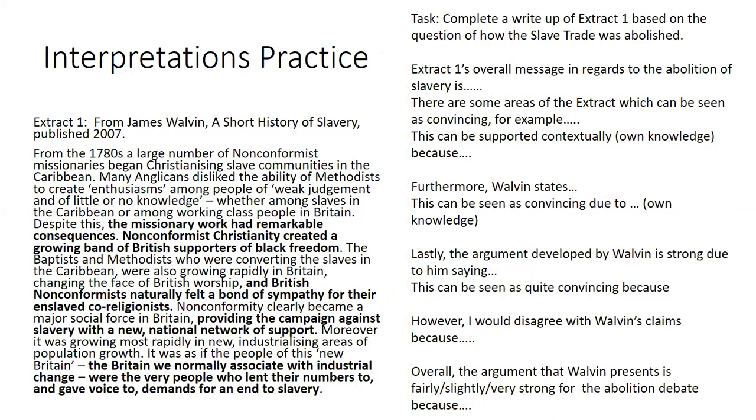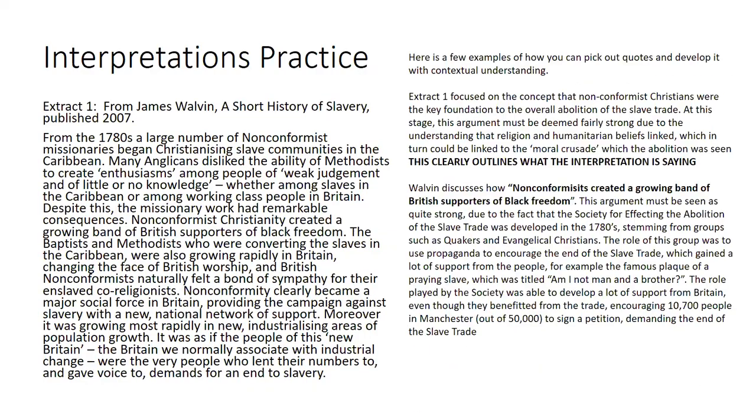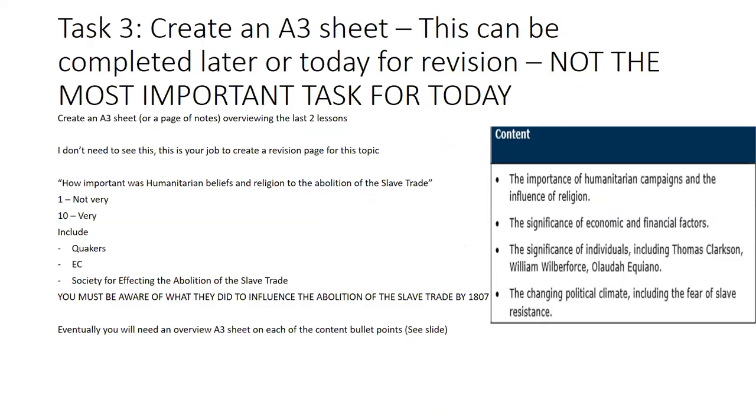So the optional task for this week, the main thing is to do the table and to do the interpretations write-up. Now, this isn't the most important task for today, but the best thing to do for each of these bullet points is to create an A3 sheet as an overview of the topic. So we've done bullet point 1, the importance of humanitarian campaigns and the influence of religion. Next Tuesday, we're going to look at the economic and financial factors, which is very small. Then we're going to look at the individuals, and then we're going to look at the changing political climate, slave resistance, which is, again, also very small.